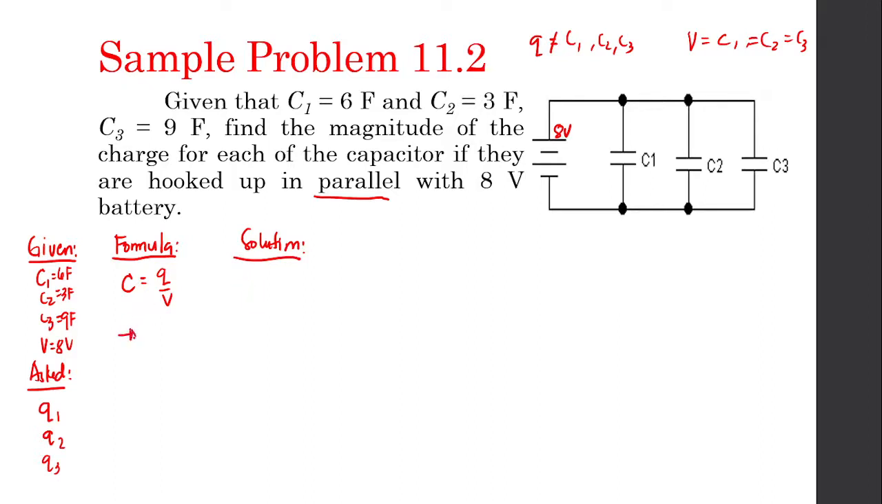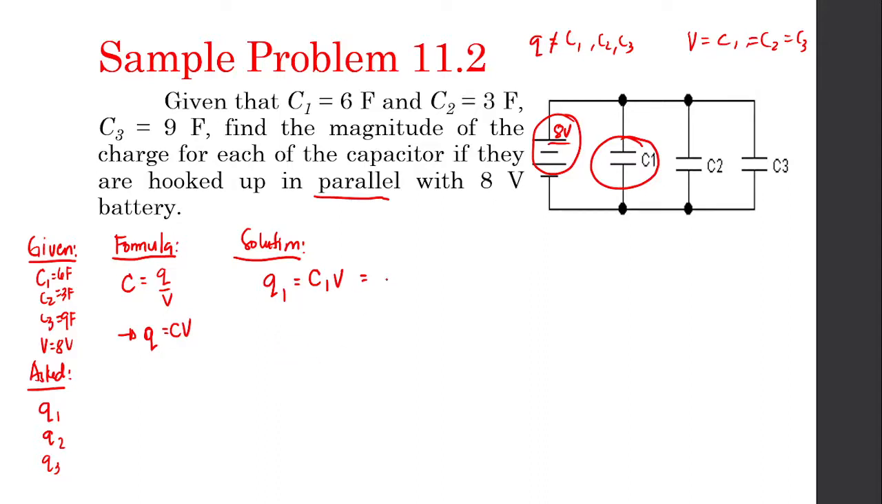If we arrange this equation, this is basically Q equals CV. So Q1 equals C1 times voltage. Right? So what is the voltage for each of these capacitors? Well, like I've mentioned, the voltage should all be equal. Since we can treat each individual capacitor as if it's individually connected to the battery, the voltage of each of the capacitors is just equal to the voltage of the battery.